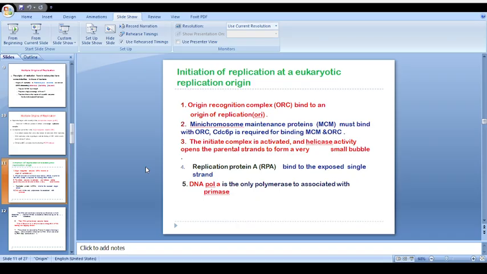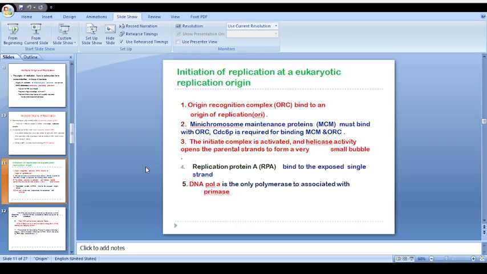Once the replication fork is opened, the single stranded DNA is exposed to damage. It may be attacked by nucleases, so that the DNA will be damaged. To avoid that, we have a single stranded binding protein, that is replication protein A, which comes and binds to the single stranded region. In the prokaryotic system, we have single stranded binding proteins. Similar to that, here replication protein A comes and joins.